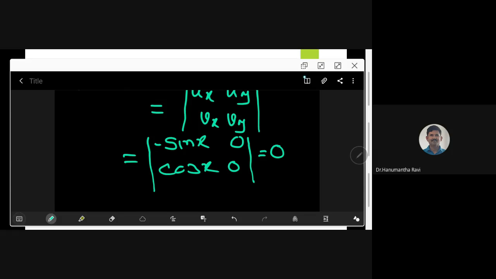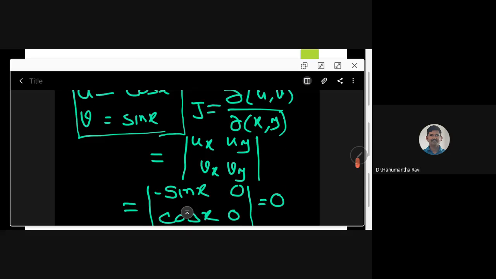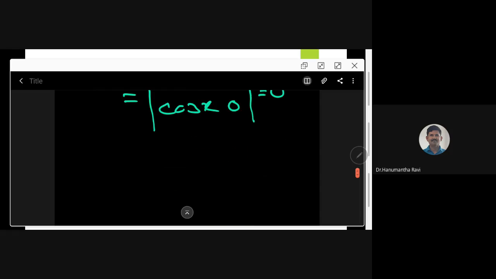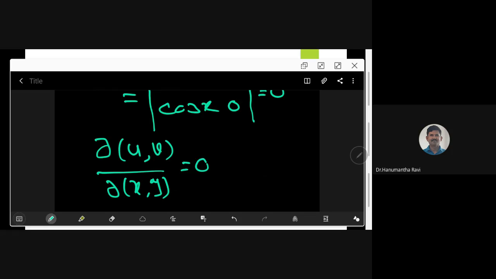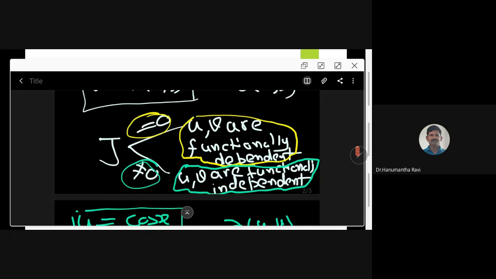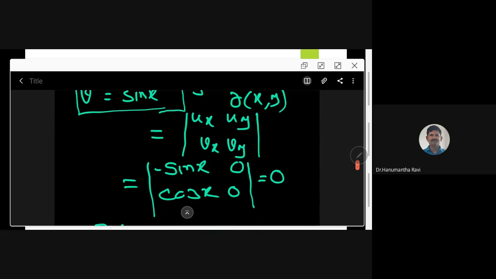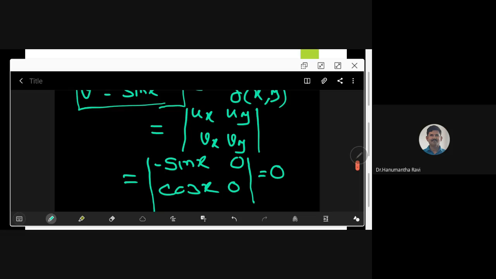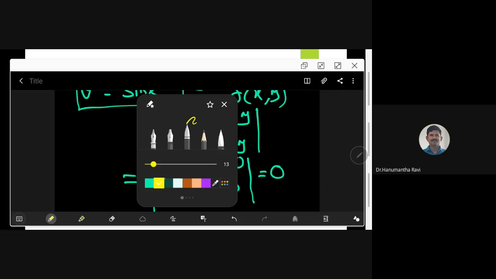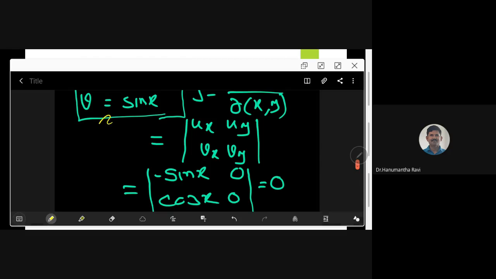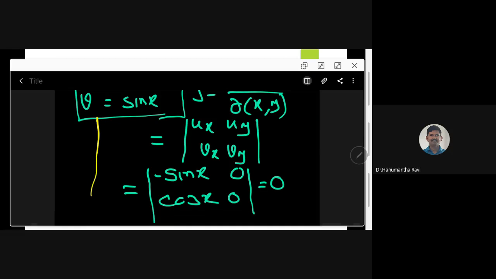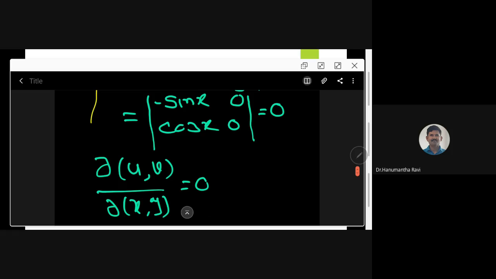Now see, in fact, this is true for any value of x and y. So what we got in this circumstance is dou (u, v) by dou (x, y) equal to 0. Right? So what did we say in this chart? Then they are functionally dependent. I will show how they are functionally dependent, and what we mean by functional dependency.